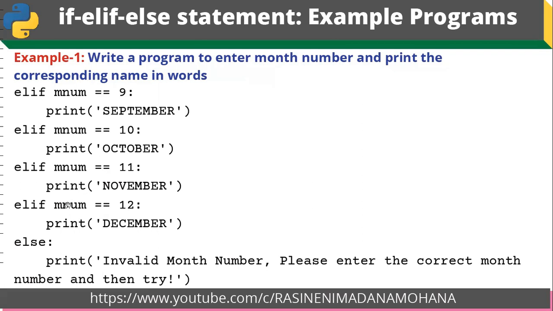Suppose your entered value is not between 1 and 12. Suppose you entered 13. Then the first condition is false, the second condition is false, and so on. The 12th condition is also false. Then it comes to the else part, and it prints invalid month number. Please enter the correct month number and then try. Like that, we can include whatever messages we want in the else part.